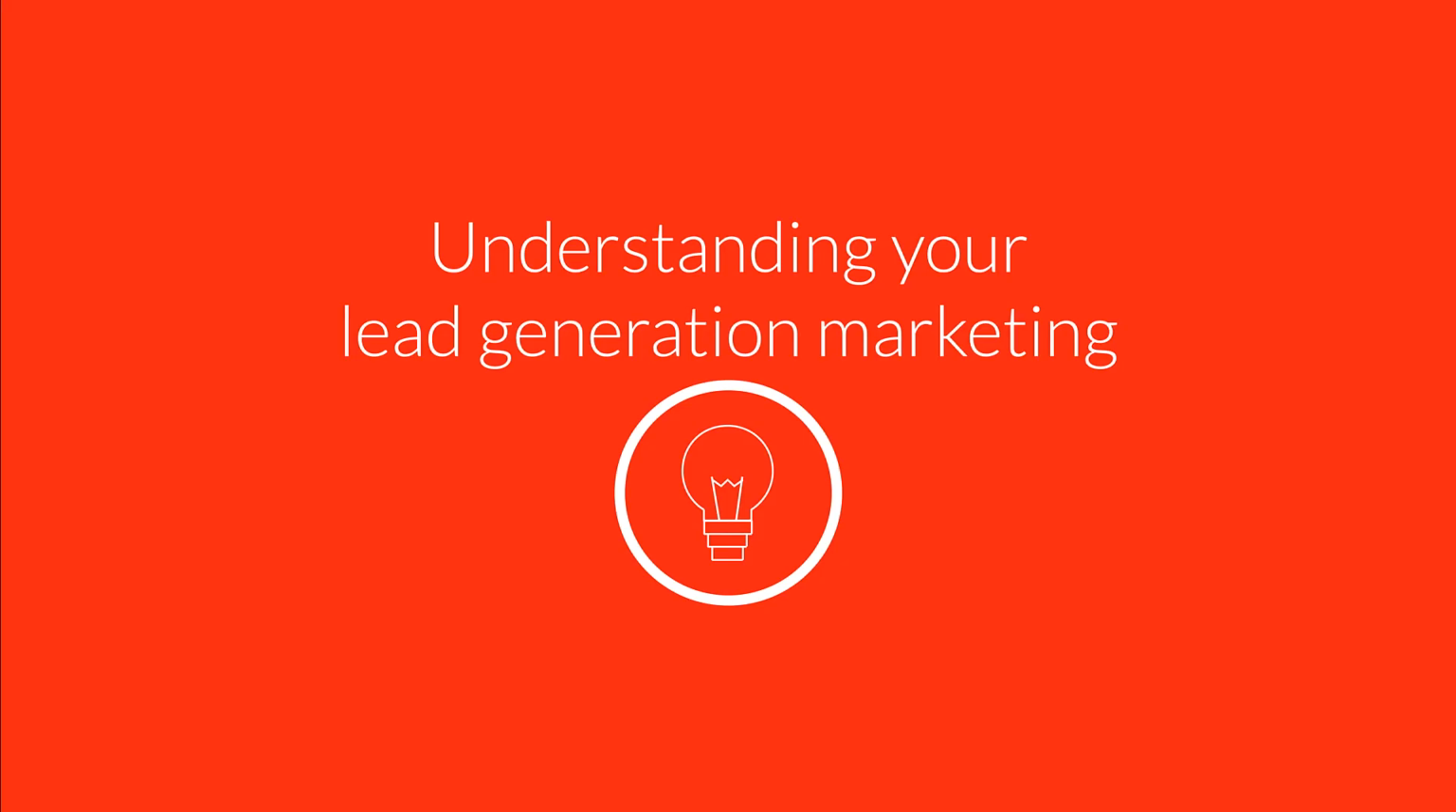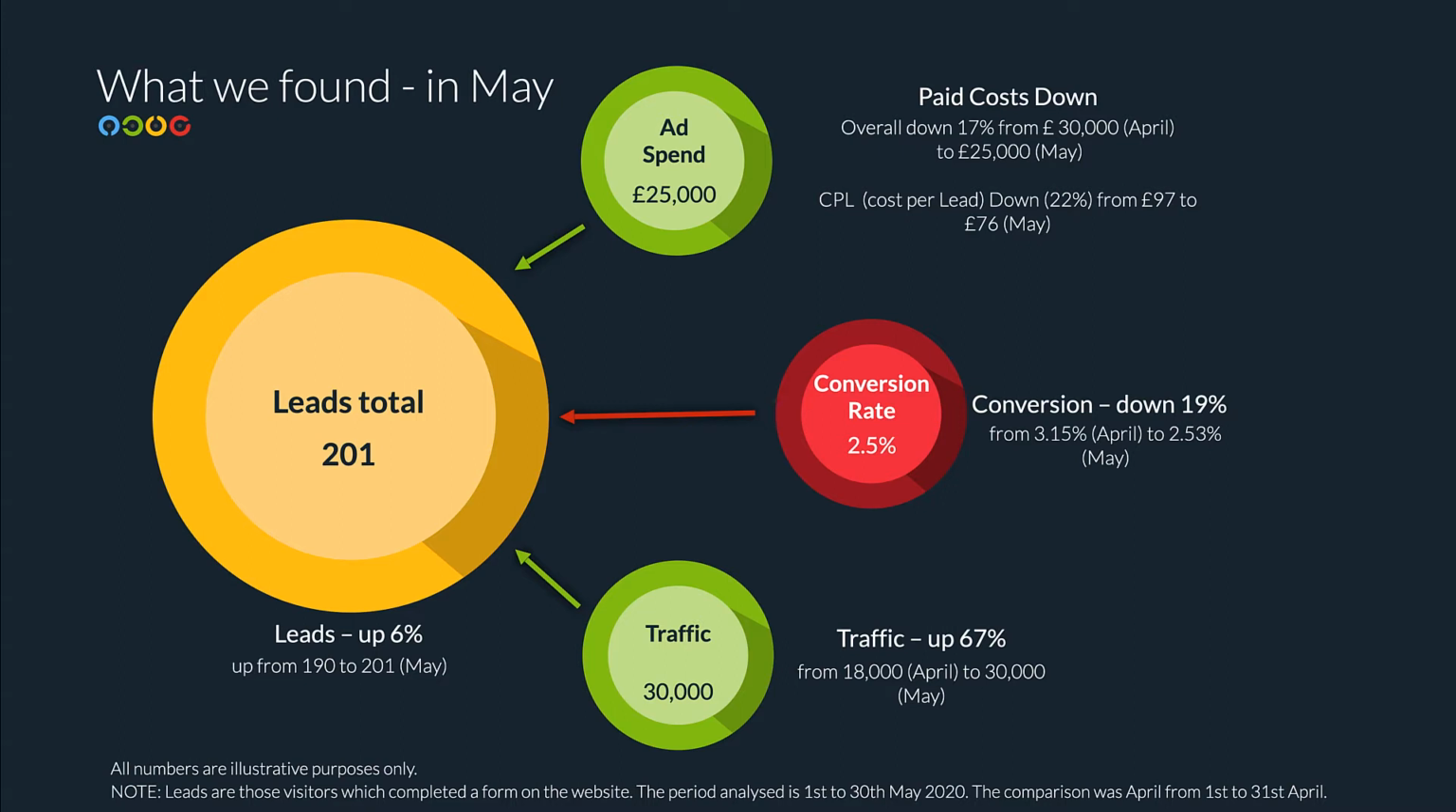Today we're going to be looking at understanding your lead generation marketing. This is part 1 of 2, and in the first part we'll be looking at the overall picture and understanding how your lead generation marketing is working. We want to look at 4 key metrics overall. We want to start to compare these either month on month or year on year. By comparing them month on month or year on year, we are able to understand whether we're improving or not.